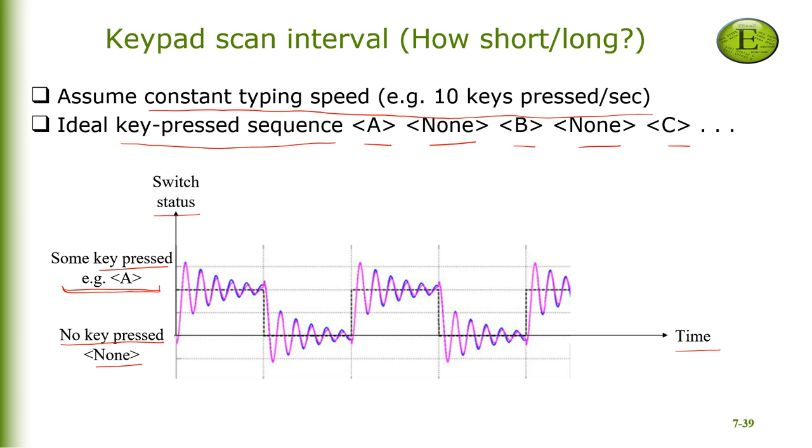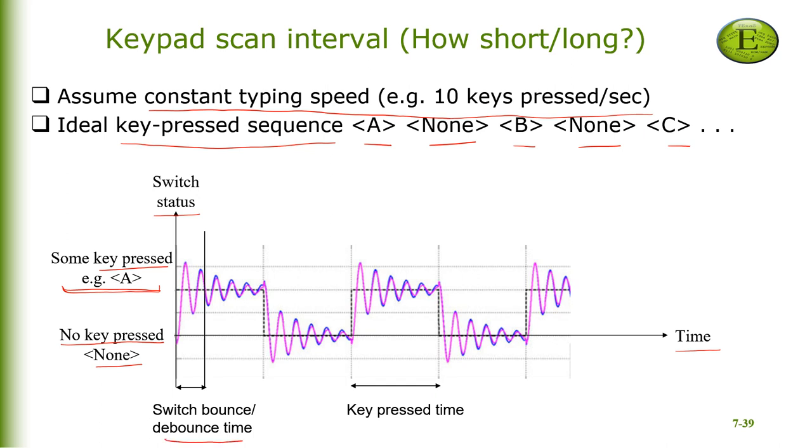Now, in order to determine the appropriate keypad scan interval, we are going to consider two time intervals. The switch bounce or debounce time is the time taken by the switch to finish its oscillation. Although the oscillations do not disappear completely beyond this point, by this time the amplitude of the oscillation has been reduced to an extent that we can consider it insignificant. The switch debounce time is one metric.